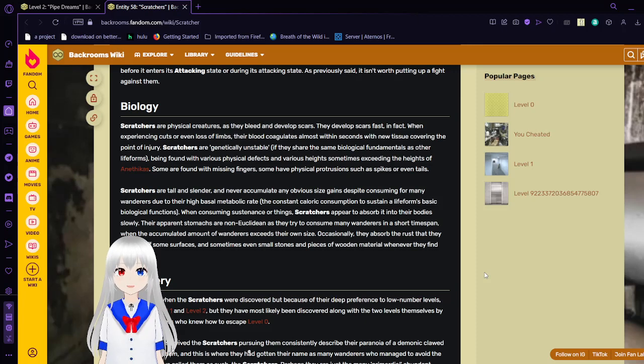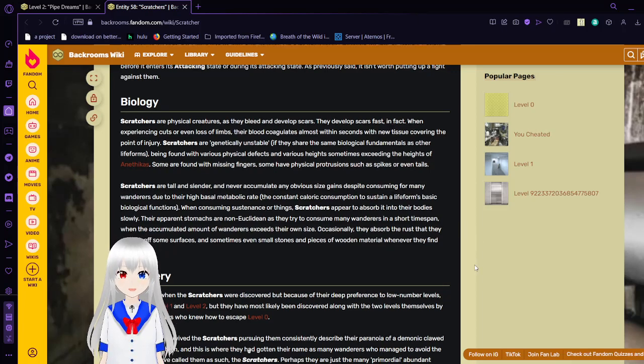Biology. Scratchers are physical creatures, as they bleed and develop scars. They develop scars fast, in fact, when experiencing cuts or even loss of limbs. Their blood coagulates almost within seconds, with new tissue covering the point of injury. Scratchers are genetically unstable, though they share the same biological fundamentals as other life forms, being found with various physical defects and various heights, sometimes exceeding the heights of Anithicus. We're not going to look into that right now.